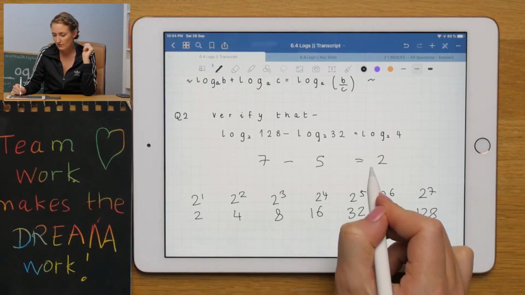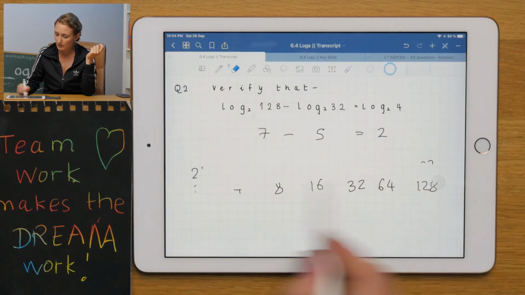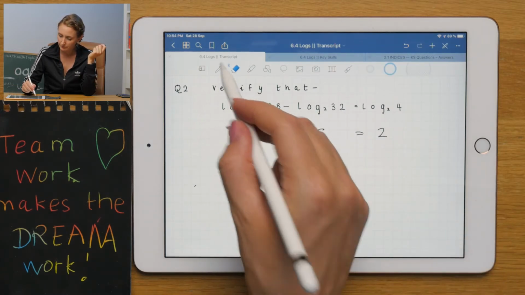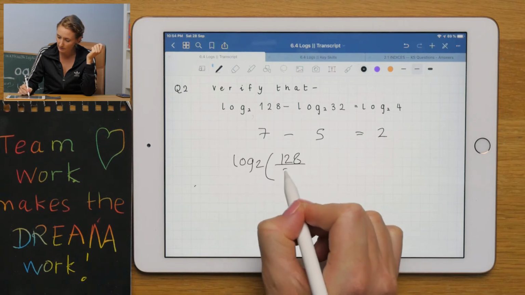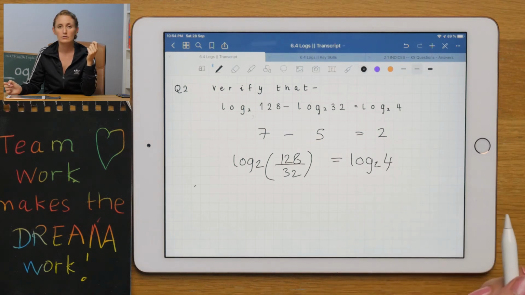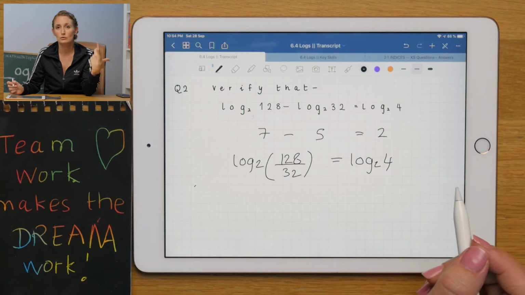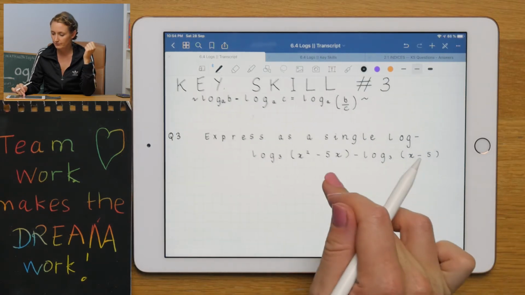So is it true that 7 minus 5 is 2? Yeah. So this is exactly how this could work, because if you think about it, you would rewrite that and say log 2 of 128 divided by 32 would be log 2 of 4. So this is working if you plug in real numbers. Think of a few examples that you could do for yourself and see, does it actually work in real life?